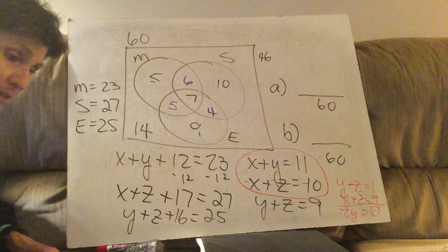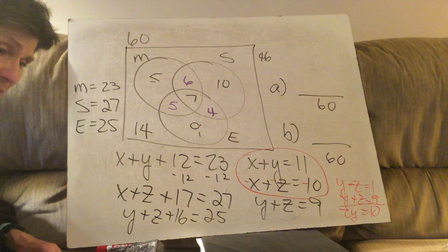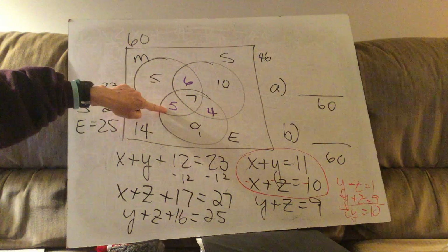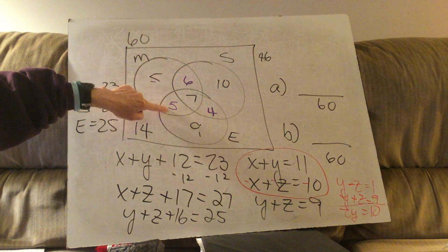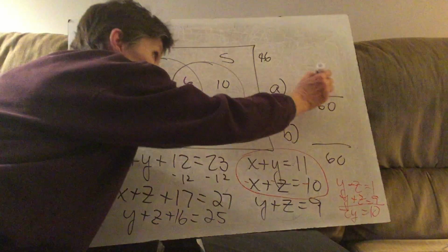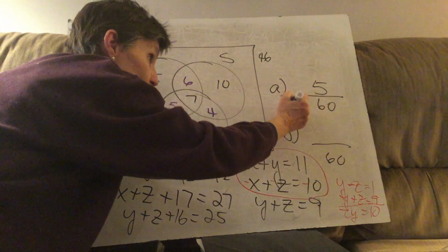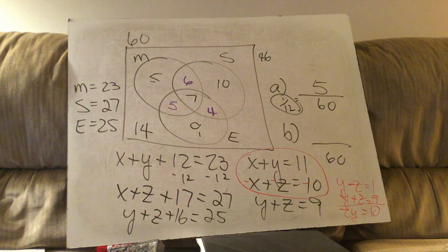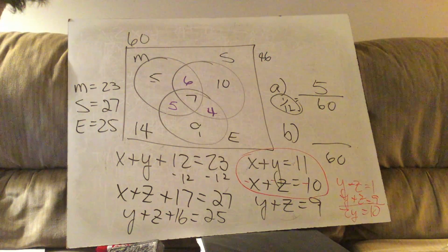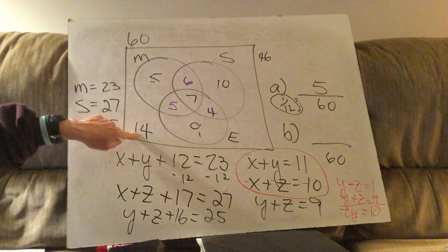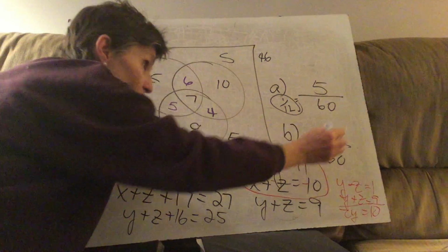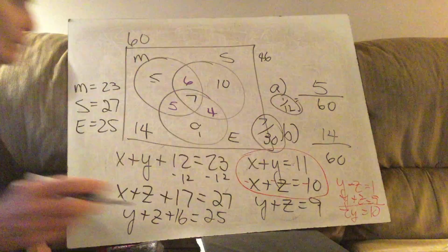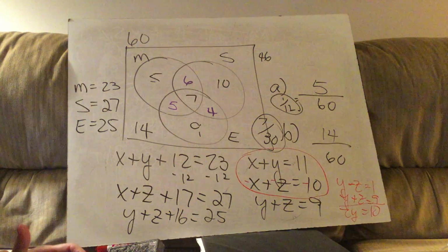Okay. So the question is, I want to pick a kid that only likes math and English. The ones that only like math and English are right here. So that's 5 out of 60, which reduces to 1/12. So the answer is 1/12. And then B says, find the probability of choosing a student who doesn't like any of it. So that would be 14 over 60, which reduces to 7 over 30. So that one is 7 over 30.